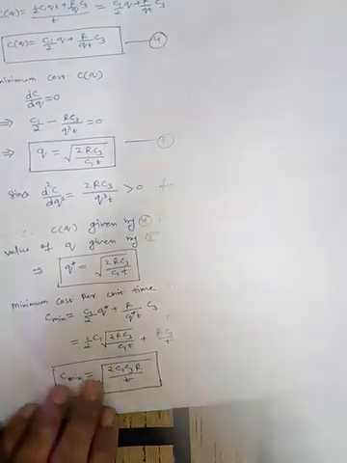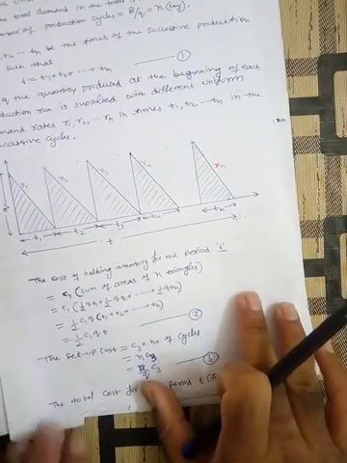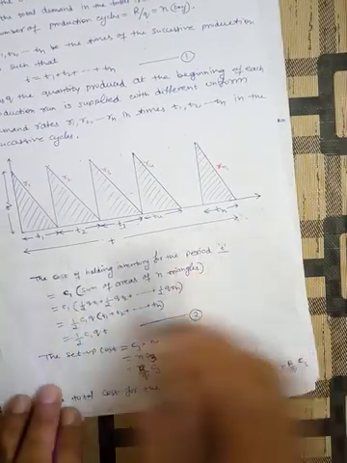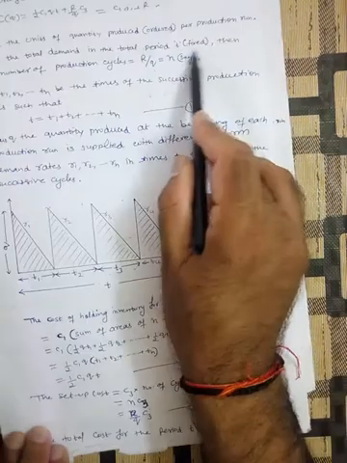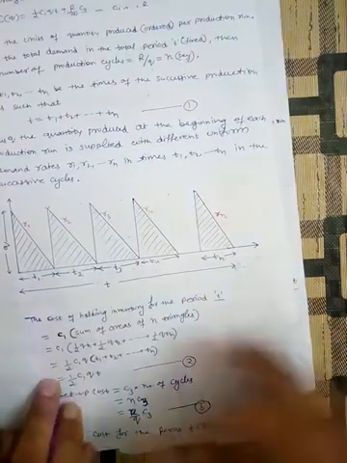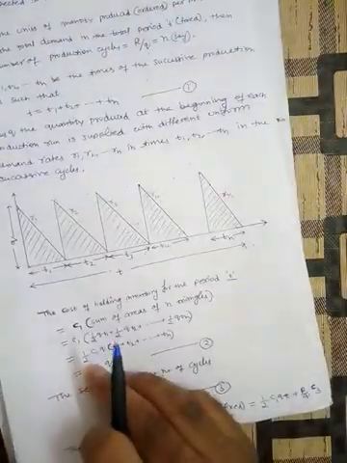Why? Because our T star is fixed. We have already fixed our T star. If you see here, we have already fixed our T star. T, this time period is fixed. This is fixed. This is fixed. So there is no need to find out T star. Fine. So this is our model number 1B.